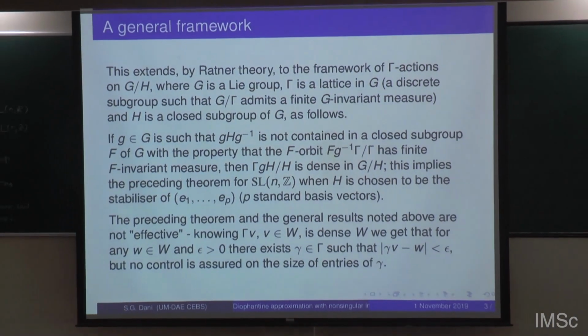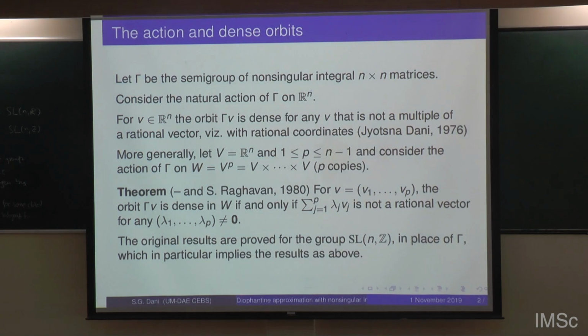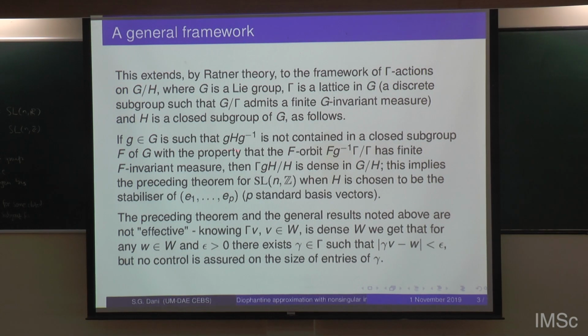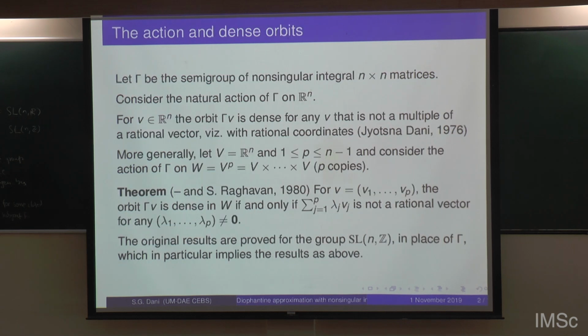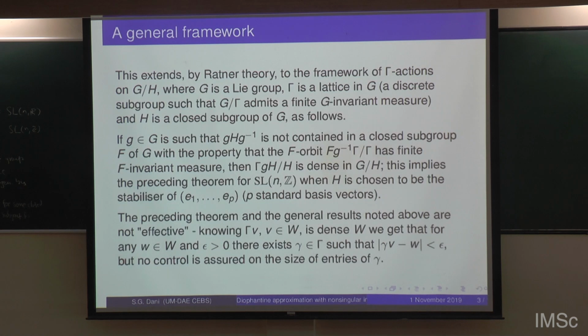So that tells you in particular something analogous to what I mentioned here, namely that if you take an element G for which G H G inverse is not contained in a closed subgroup F with the property that it has finite invariant measure, then the orbit under Gamma of the coset G H in G mod H is dense in G mod H. And the original thing that we were talking about, you can look at these Gamma orbits within this G orbit, and this condition precisely corresponds to the G orbit being dense, and therefore when that holds in the generalized framework, the Gamma orbit will be dense.